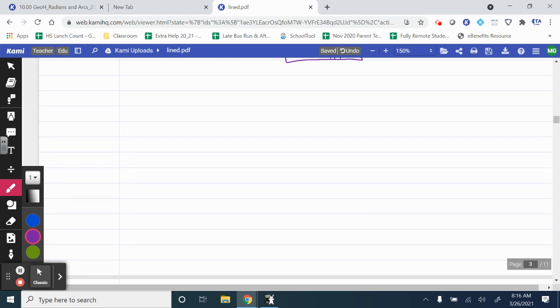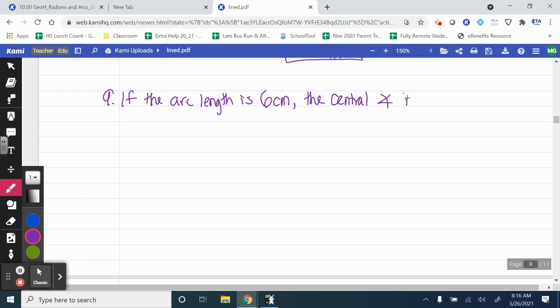Okay, I think I can fit this one in here. Number 9. If the arc length is 6 centimeters and the central angle is 1.5 radians, find the radius.